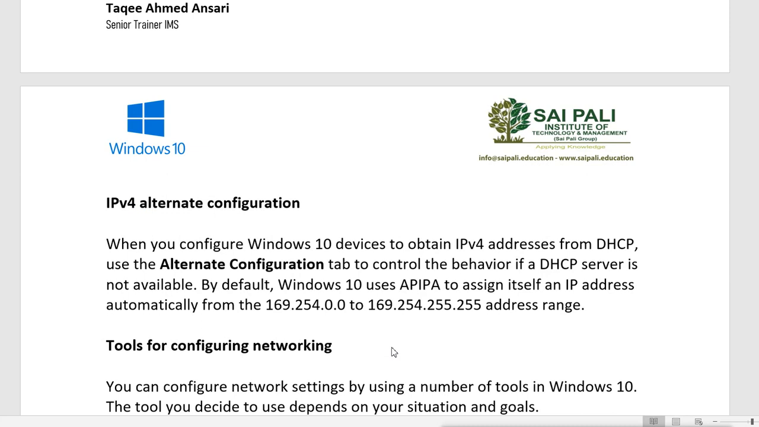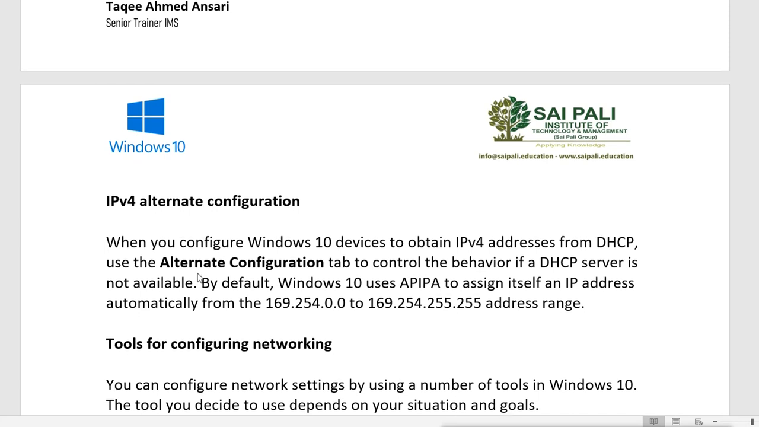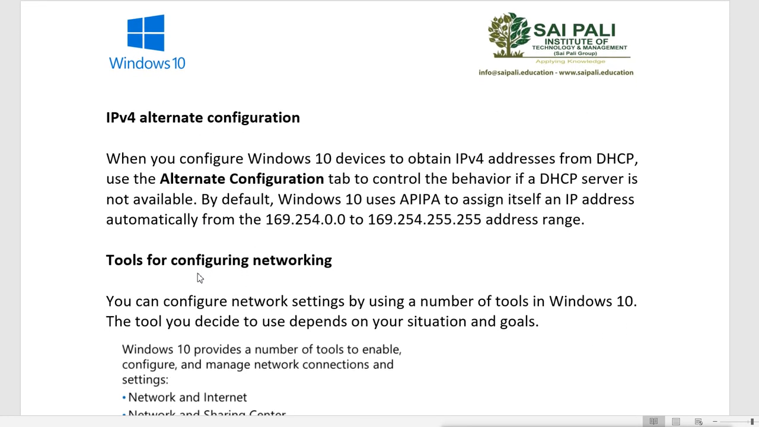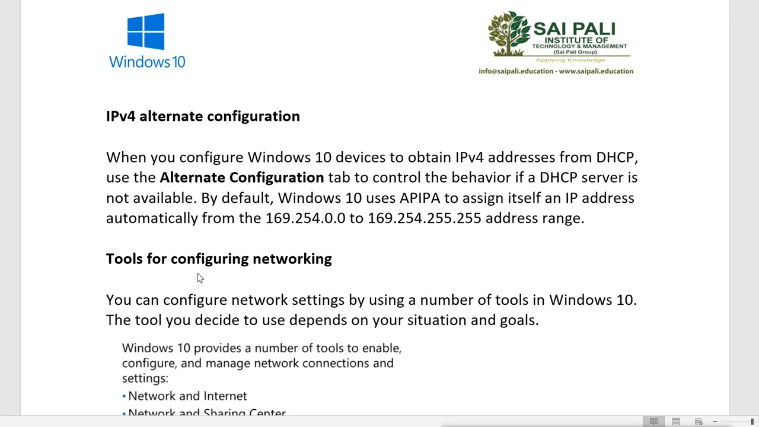Now there is one more thing, called IPv4 alternate configuration. You will see this only on Windows devices. You will not see this in any other operating system. When you configure Windows 10 devices to obtain an IPv4 address from DHCP, use the alternate configuration tab to control the behavior if a DHCP server is not available. That means when the DHCP server is not available and you have configured the machine to get the IP from a DHCP server, what will your machine do?